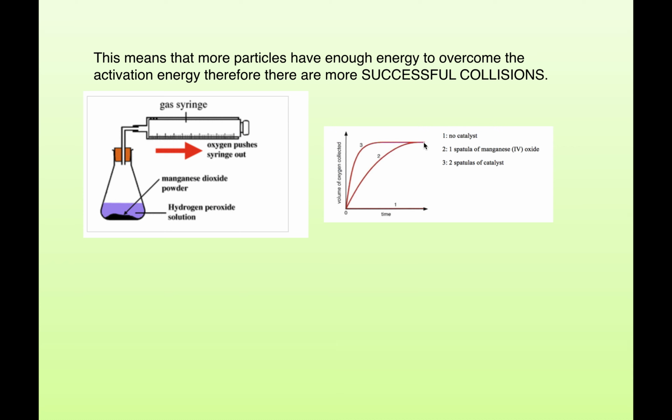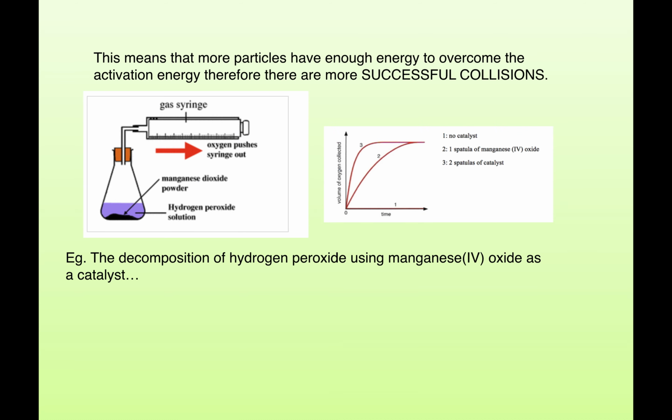Why? Because you've used the same amount of hydrogen peroxide, so you get the same amount of oxygen gas produced in the end. But in the case of 2 spatulas of the catalyst, they are produced faster. How could we show that the catalyst wasn't used up? Well, you could measure the mass of catalyst used, then you could, at the end of the process, filter the mixture, and then dry the catalyst, and then remass the catalyst.